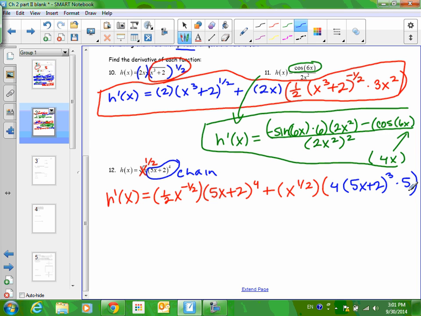Okay, I know the answers to these are super long. Part of it is I'm writing really big up here. But just take it one piece at a time. Okay? Where does that 5 come from at the end? So we took the derivative of the shell, the 4. We kept the chocolate, the 5x plus 2 alone. Then, though, the chocolate's got to melt at some point, so you got to take the derivative of the inside.